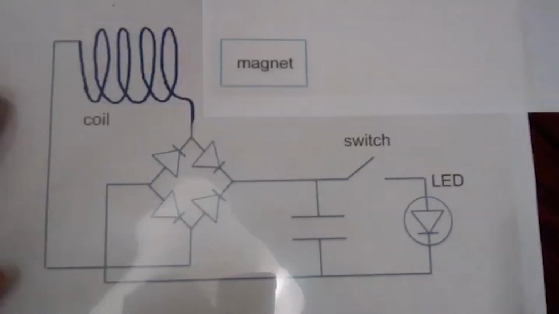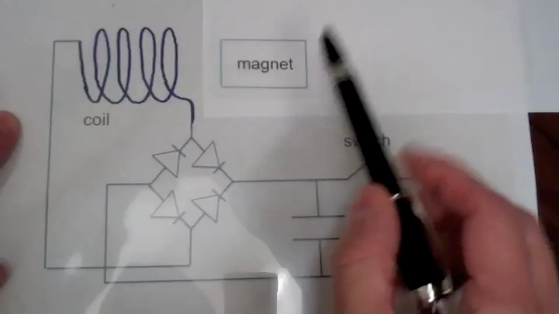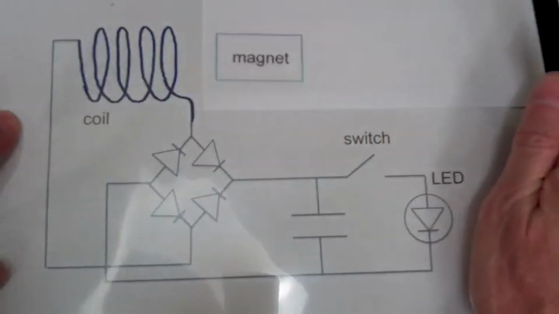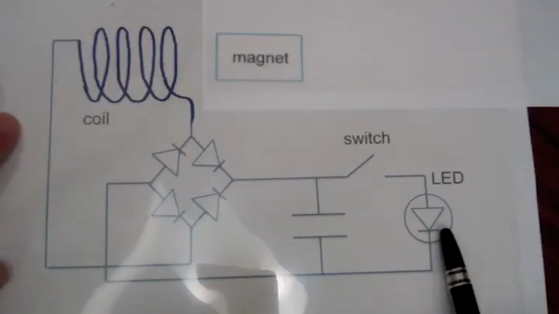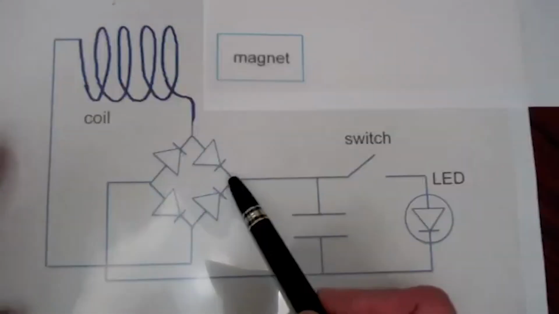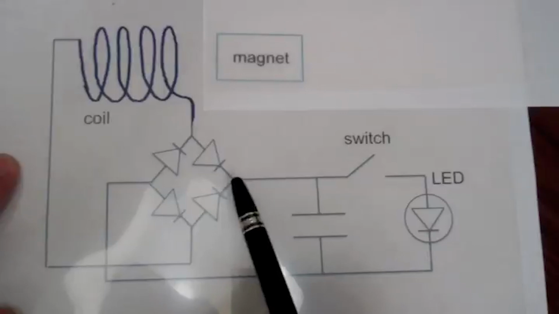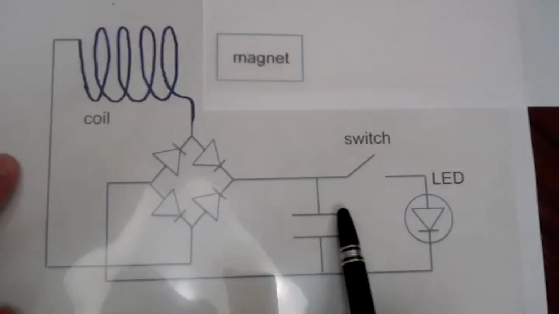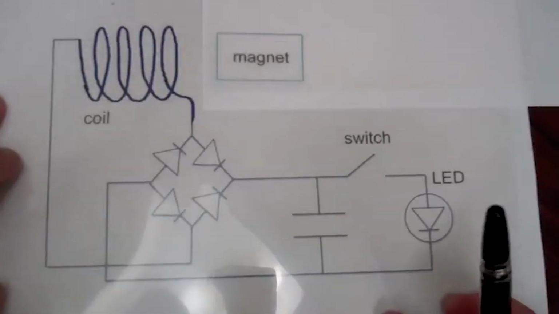Here's a schematic of our Faraday flashlight. So here's our coil, here's the sliding magnet, this is the capacitor that's going to be charged, here's our light emitting diode. And this arrangement of diodes will ensure that no matter what direction the current is flowing through the coil, the current is going to be flowing onto the top plate so that the top plate will become positively charged and the bottom plate negatively charged.